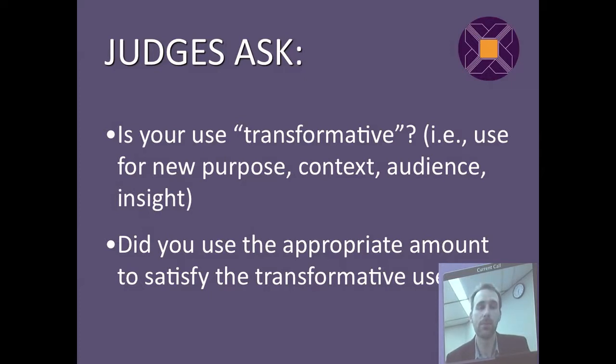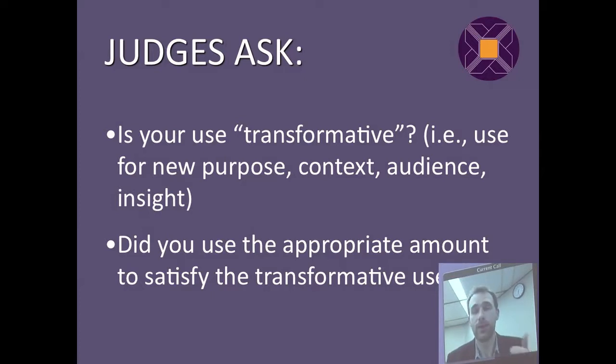And then the second question is, assuming your purpose is transformative, did you take an amount that was appropriate to your purpose? One example of whether you take too much is the recent Harry Potter encyclopedia case. The publisher of the Harry Potter books sued a guy who had written the Harry Potter Lexicon, right? It was an encyclopedia that explained which character is which and what the different spells and creatures are, and it represented the world of Harry Potter in the form of an encyclopedia.